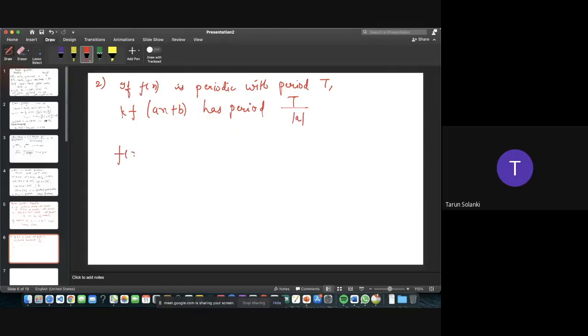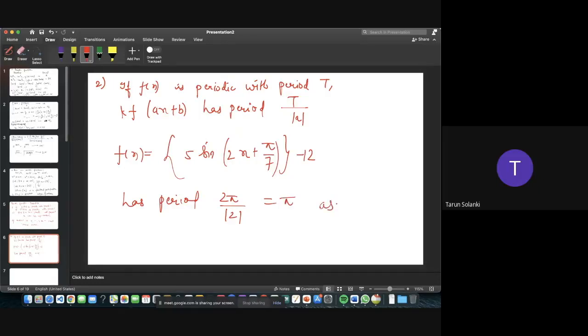So we know f(x) is equal to, like, we take this 5 sin(2x + pi/7) - 12. So it has period 2 pi by 2, which is equal to pi, as sin x is periodic with period of 2 pi, right? So write it quickly.